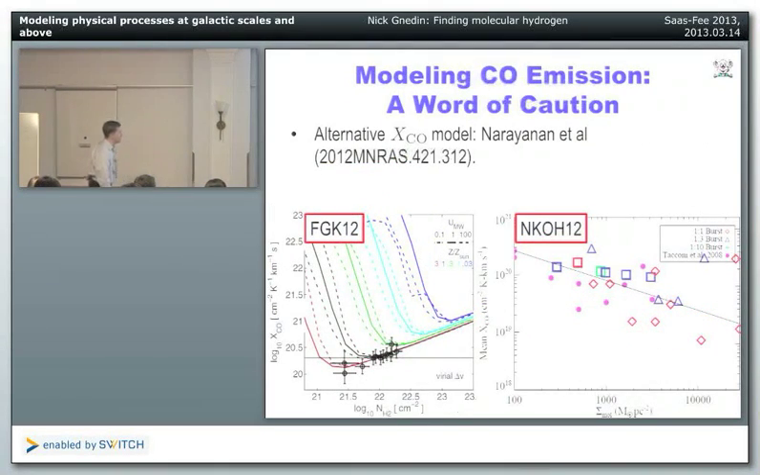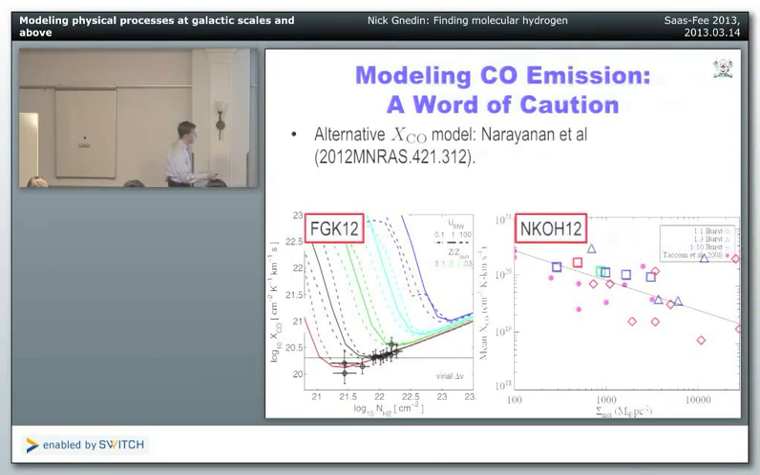I must say that in this story, the situation is different. There is also an alternative model, just like for H2 formation. But these two models don't agree at all. They have different signs. So this is our model that actually predicts that the X factor grows, after this first transition, it grows up with column density.